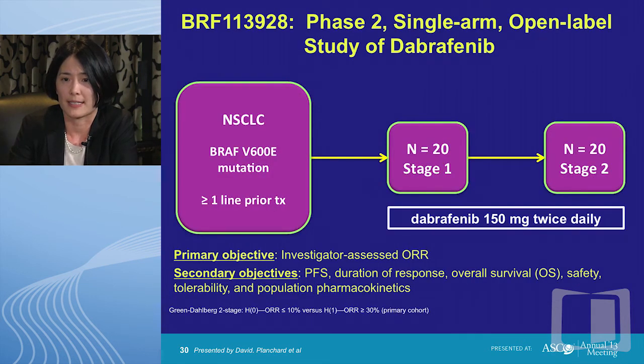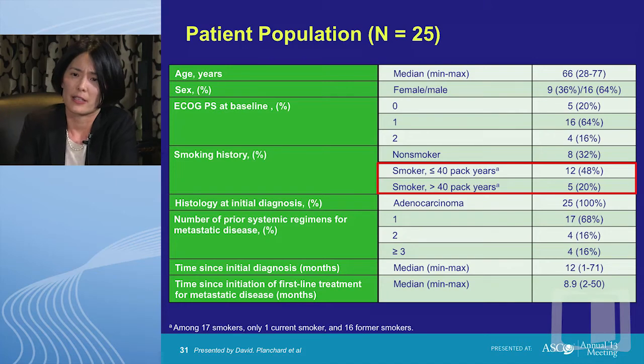Now, Dr. Planchard and his colleagues presented this data at ASCO. This was a phase 2 study. Again, this is an ongoing study. All of these patients had advanced non-small cell lung cancer harboring the BRAF V600E mutation. These patients were previously treated. And at the time this data was presented at ASCO, they had enrolled 20 patients in the first stage of the study, followed by an additional 20 in stage 2. These are the characteristics of the 25 of those patients that enrolled on the study, and I just wanted to highlight that unlike ALK, ROS, and RET patients, BRAF patients, many of them do have a smoking history. Here you can see that almost 70% of patients did have a history of smoking.